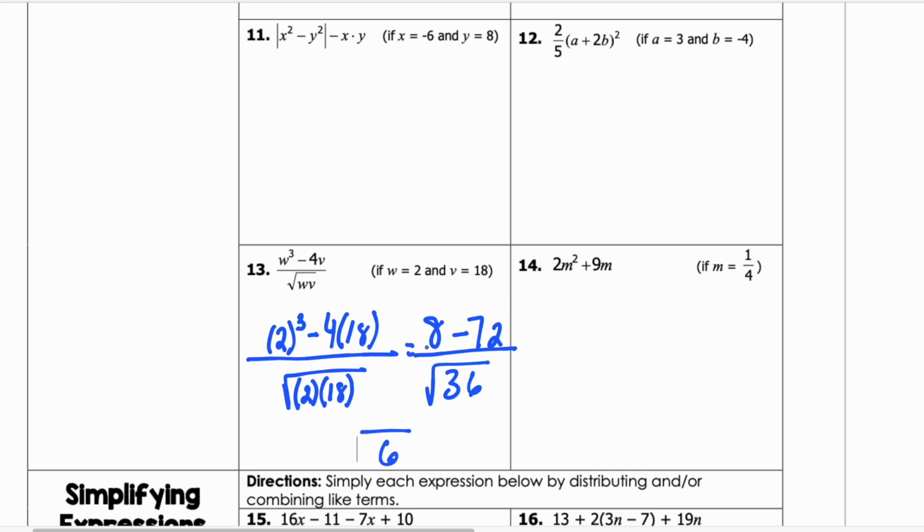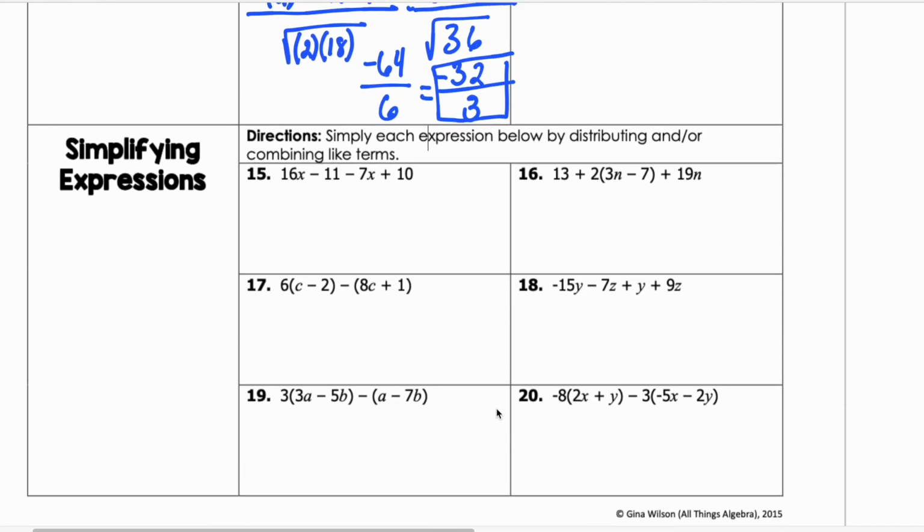8 minus 72 is going to be negative 64. And we can reduce both of these by dividing by 3. I'm sorry, dividing by 2. So 64 divided by 2 is 32, negative 32. And then 6 divided by 2 is 3. So the final answer is negative 32 over 3.